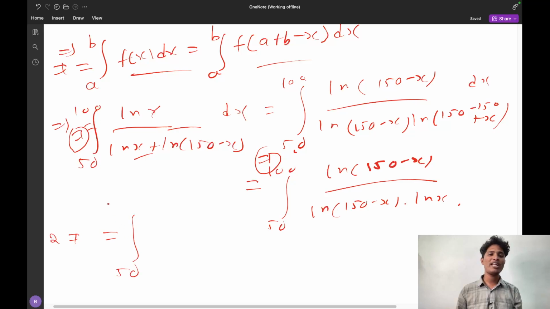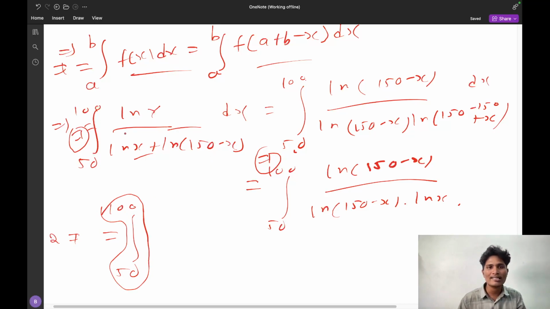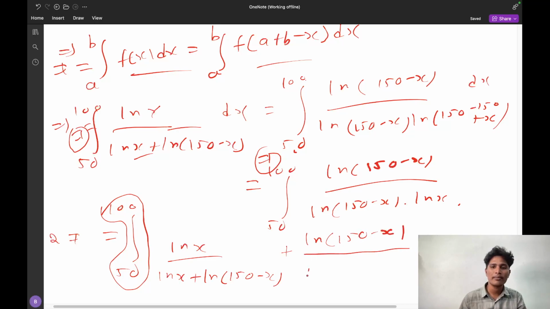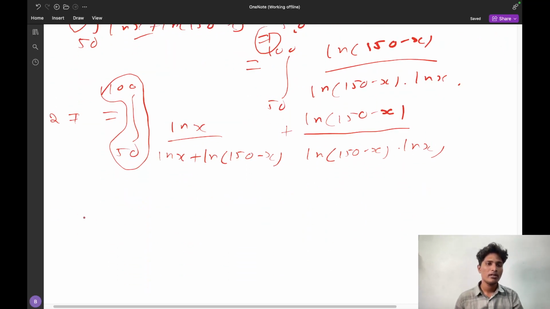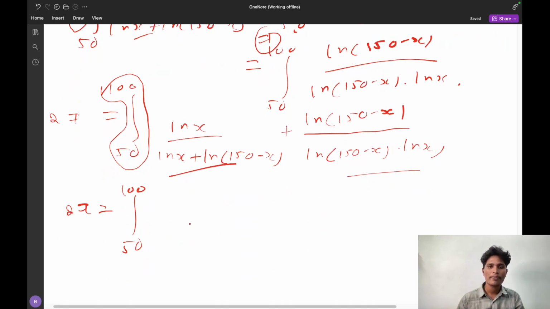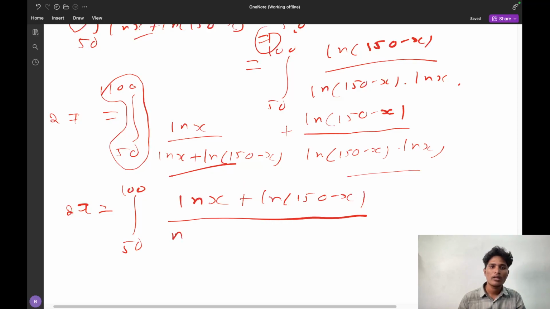What will I get? I will get the integration from 50 to 100 of this addition: ln x by ln x plus ln of 150 minus x, plus ln of 150 minus x divided by ln of 150 minus x plus ln x. If you observe carefully, 2I is equal to the integral from 50 to 100, and the denominator is the same. That is ln x plus ln of 150 minus x, and the numerators are added: ln x plus ln of 150 minus x.